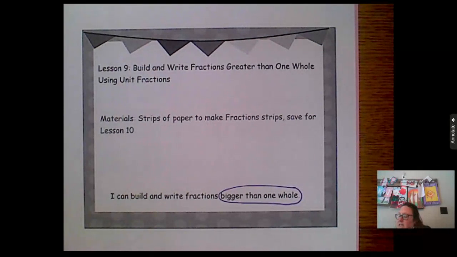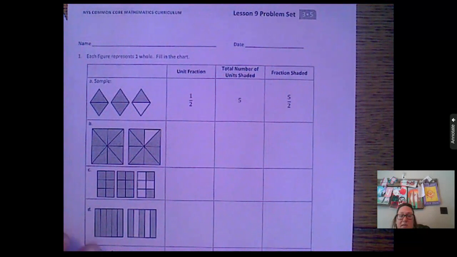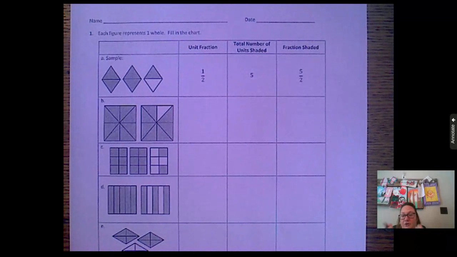So I'm going to do a little demo today. You will need your lesson 9 problem set like this. If you have sticky notes and you want to do this right along with me, it would be a good idea. With math, you learn so much more if you have something concrete to touch and to hold and to manipulate. If you don't have fraction pieces, this is super simple for us to make. I've got some sticky notes right here.